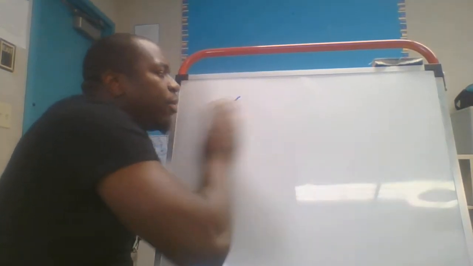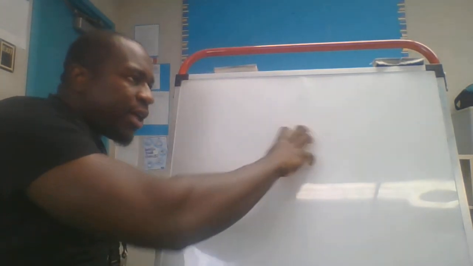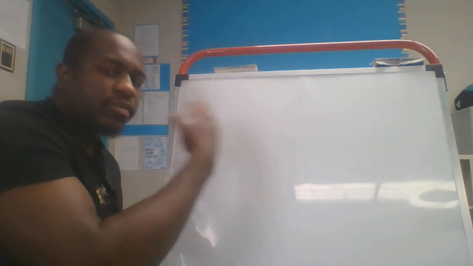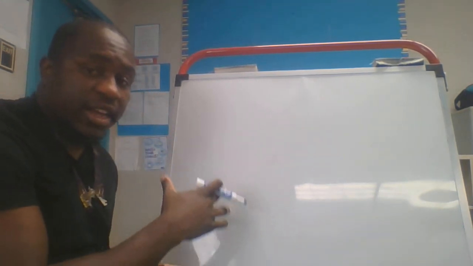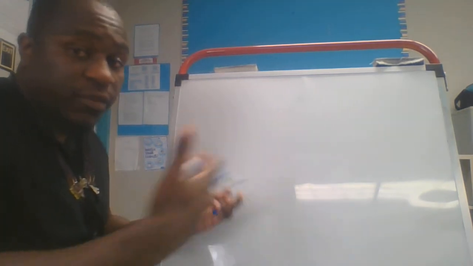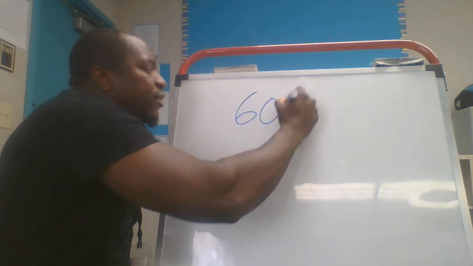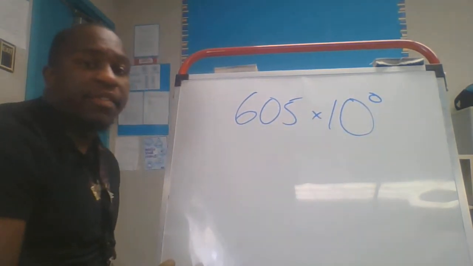So I'm going to try a problem, and when I write this problem, pause. Try it on your own, and then play the video. The moment you realize that there's something wrong, then you need to go back and rewatch the previous video, come back and try it again. Use this as a learning tool, and don't just watch it for the sake of saying, I watched it. So if we have 605 and we multiply by 10 to the 0 power, what is that going to give us?